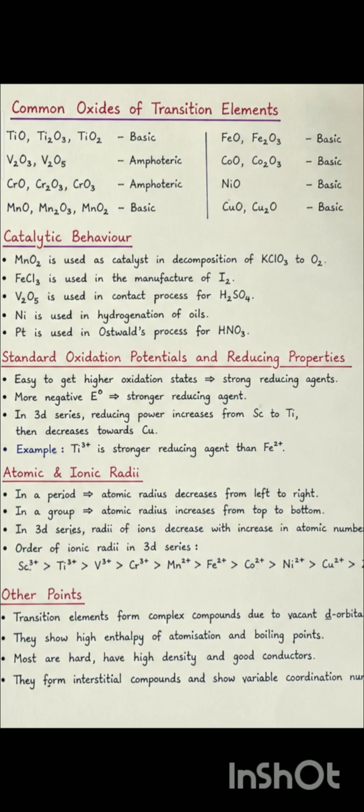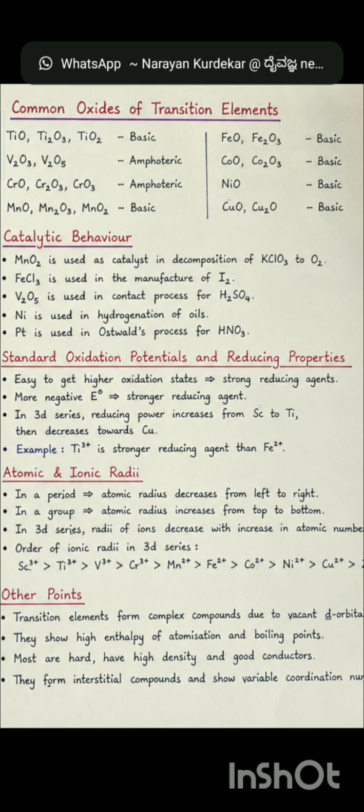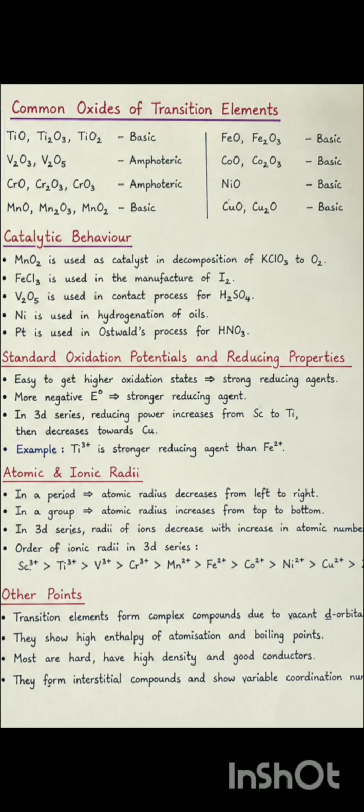And next one is common oxides of transition elements. TiO, Ti2O3, TiO2. These are basic. How can we identify whether these are basic, amphoteric or acidic? We have to check their oxidation state. For example, oxygen oxidation state is -2, then titanium oxidation state is +2. If oxidation state is less, these are basic. Like that, in Ti2O3, oxygen is -2, -2 into 3 is -6, -6 by 2 plus 3. In titanium the oxidation state is +3. So these are basic in nature.